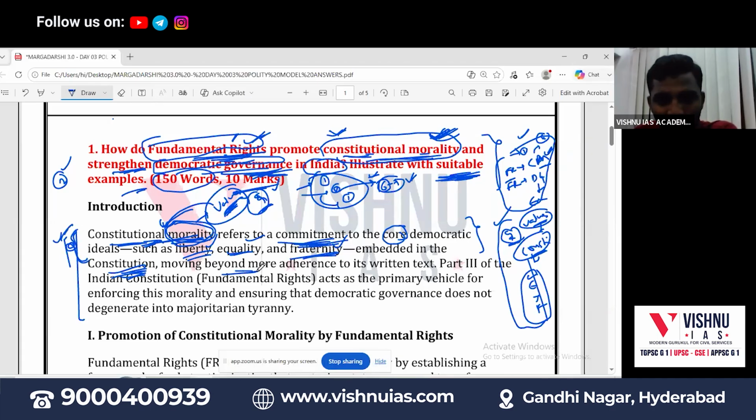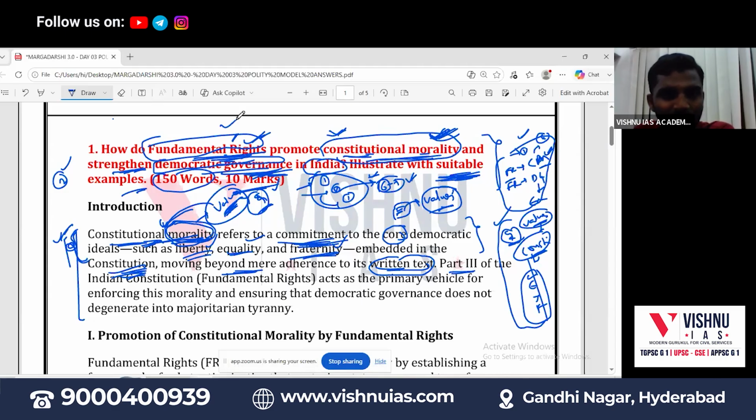Now, moving beyond mere adherence to its written text. That means whatever is written in the constitution, and not only that, even beyond the constitution, some values are derived in nature. That is exactly what constitutional morality is all about. That's a very good introduction.